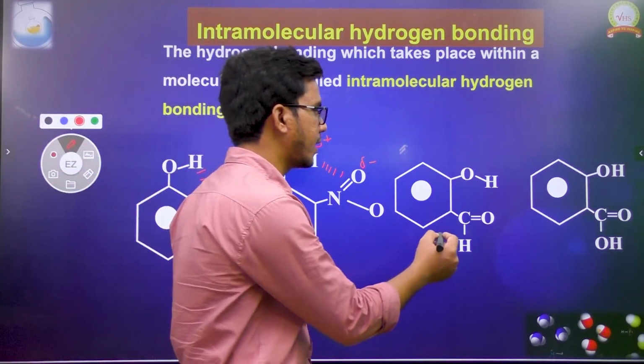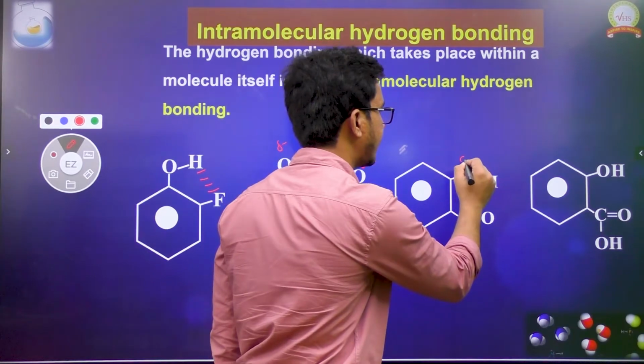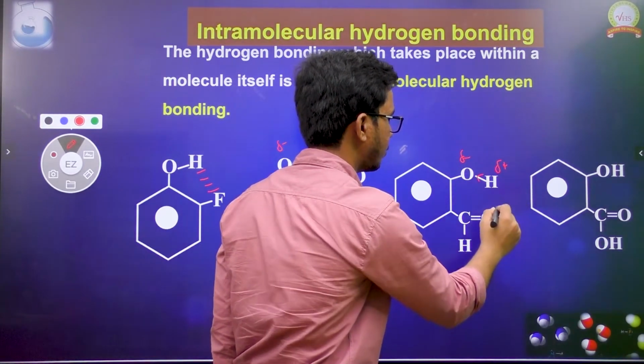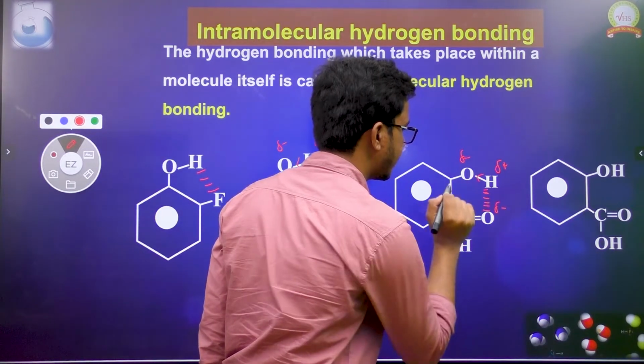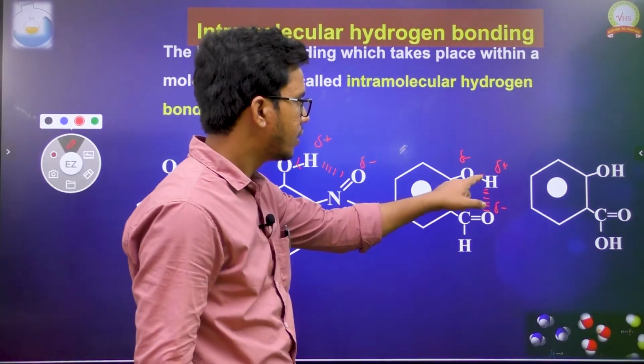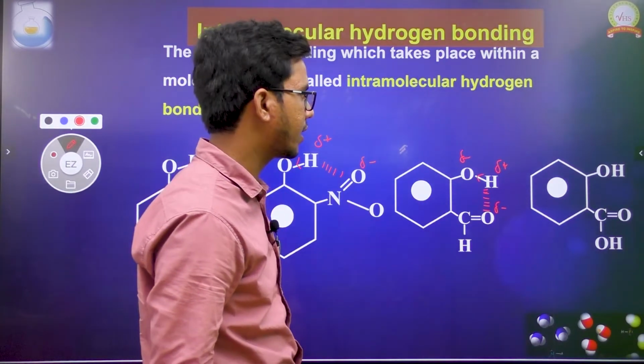Now if we take this particular example, electron shifting takes place towards oxygen. This is partially negative, this is partially positive, this is again partially negative. What happens between these two? Hydrogen bonding formation takes place. Here also the hydrogen bonding is taking place within the molecule, so we call this intramolecular hydrogen bonding.